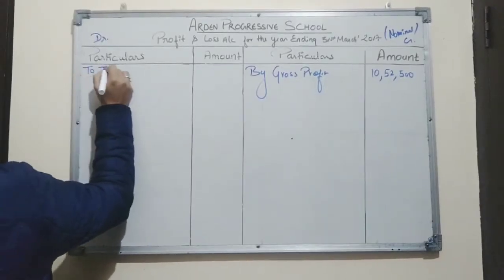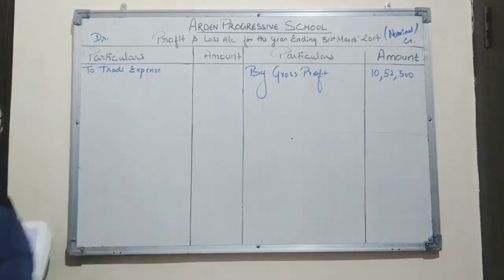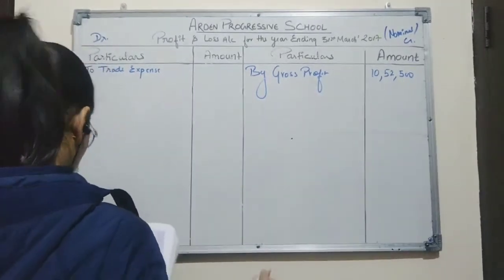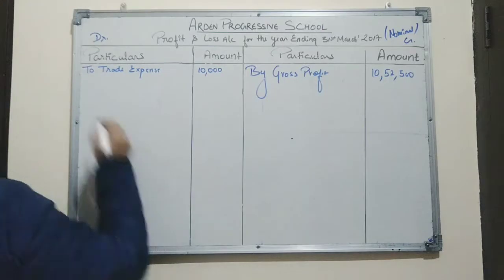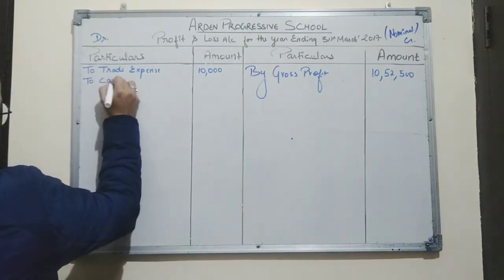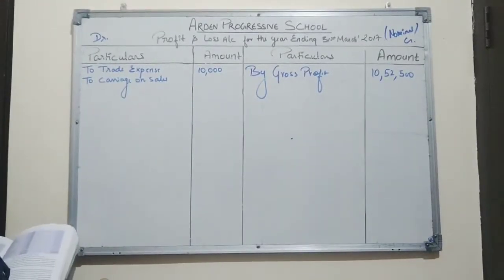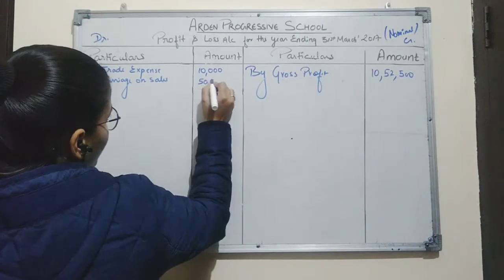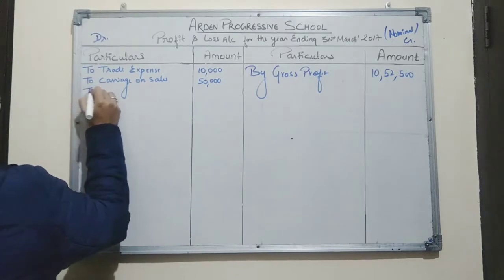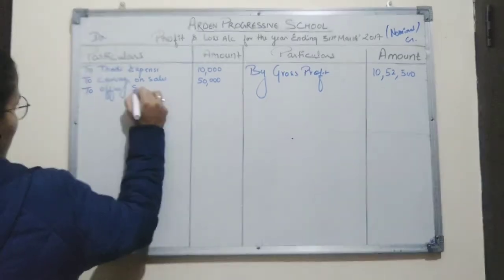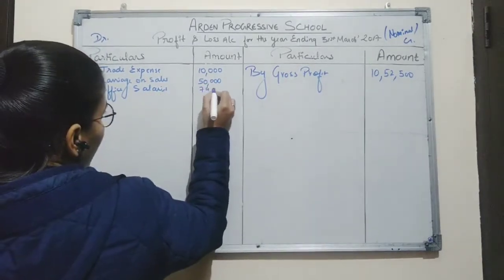Next is trade expenses. To trade expenses. As it is an expense, so we will record it on the debit side. Amount is rupees 10,000. Then carriage on sales. This is also an expense. Carriage on sales. Amount is rupees 50,000. After this, office salaries, 79,000.